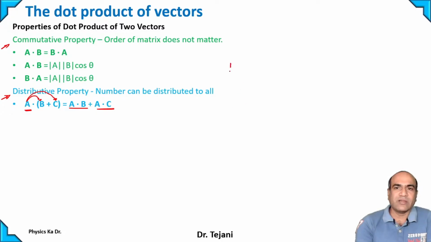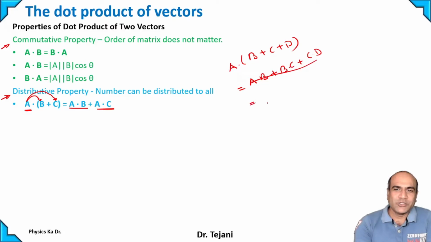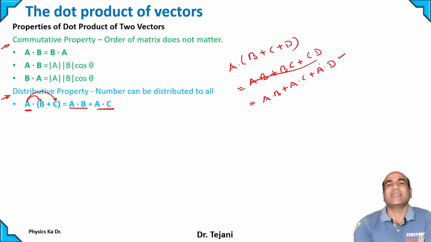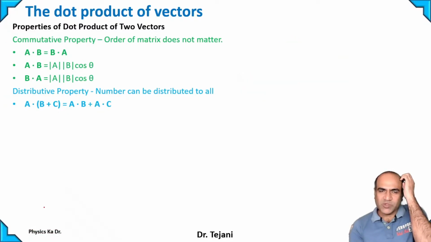Say for example, here it is A dot (B plus C plus D). So can you write A dot B plus B dot C plus C dot D? Is it okay? No. It should be A dot B plus A dot C plus A dot D. This is correct. Right. So this is a distributive property.